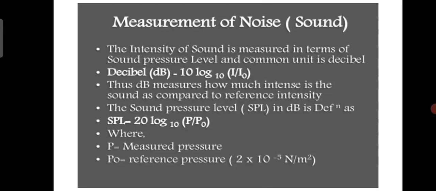So the sound pressure level is equal to 20 into log to the base 10 of capital P by P naught. P is the measured sound pressure, divided by P naught, the reference pressure, which is 2 into 10 to the power of minus 5 Newton per meter square.